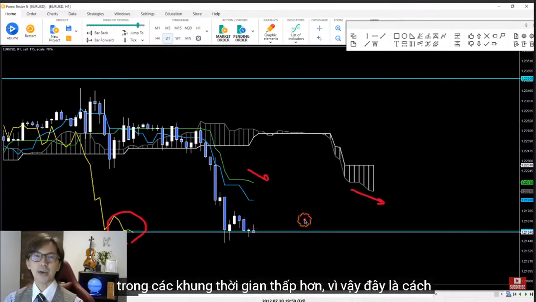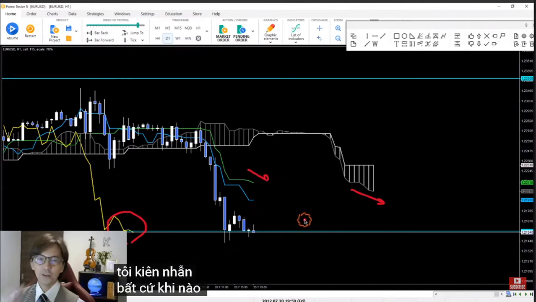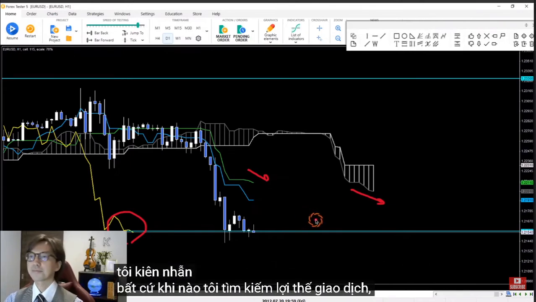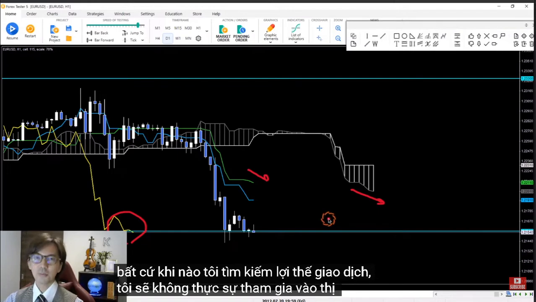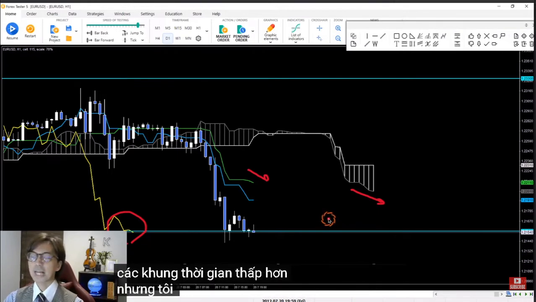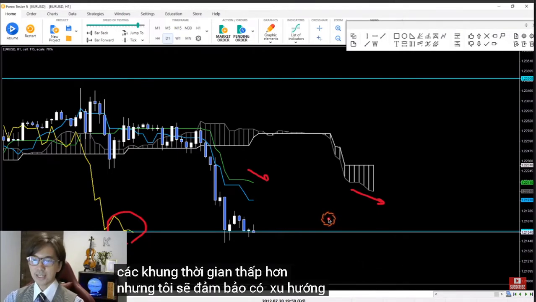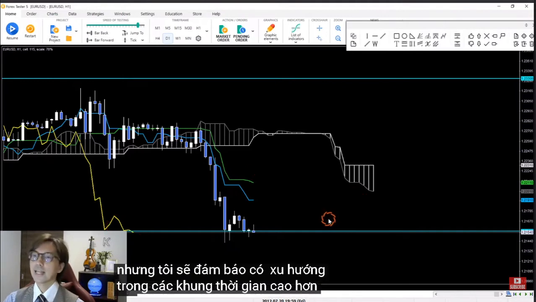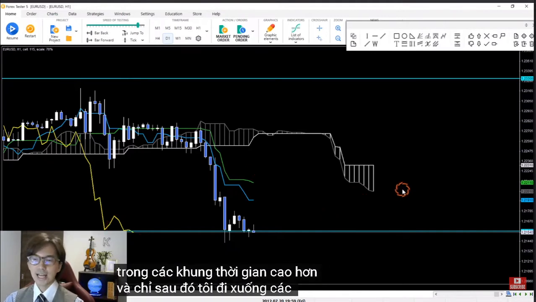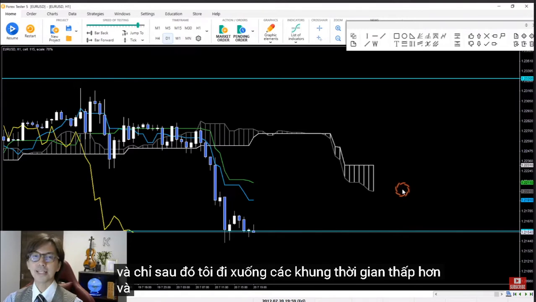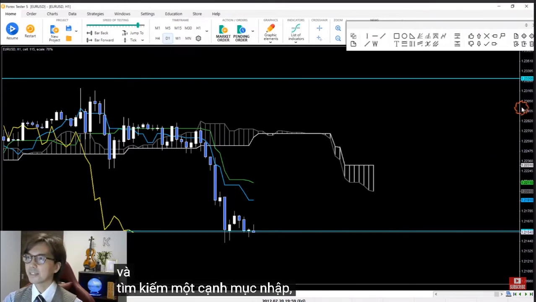So this is how patient I am whenever I look for the trading edge. I won't really jump into the market by lower time frames, but I will make sure to have the trend in higher time frames, and only then I go down to lower time frames and look for an entry edge.